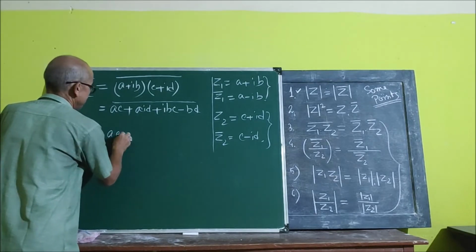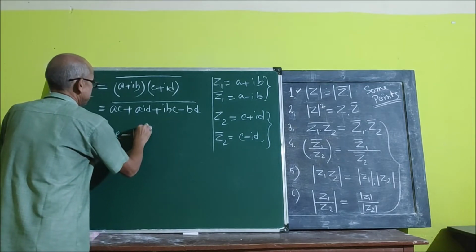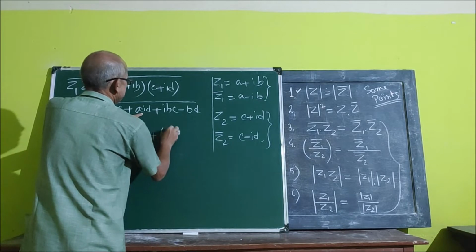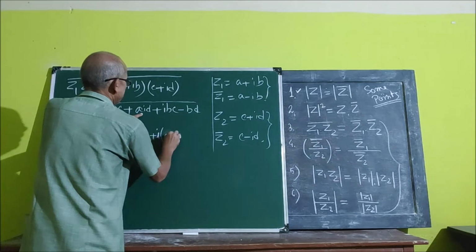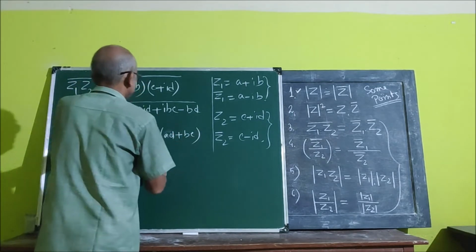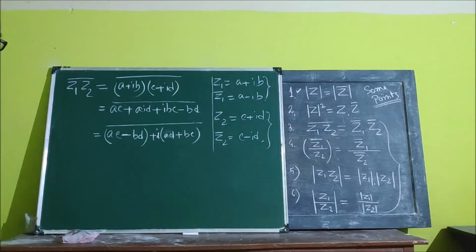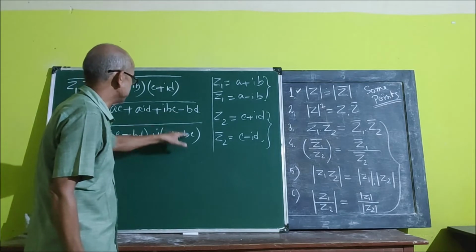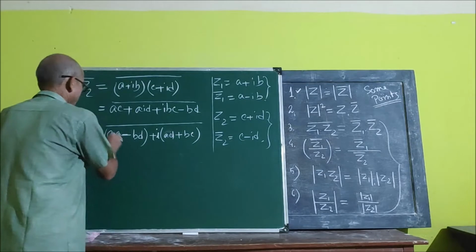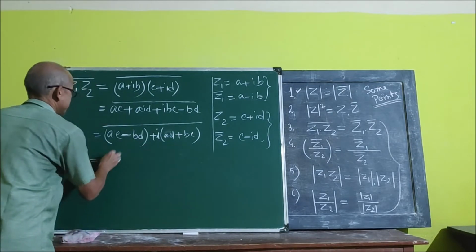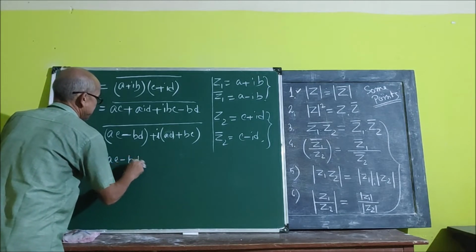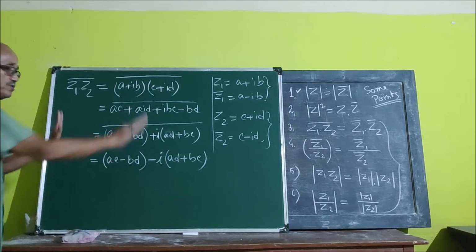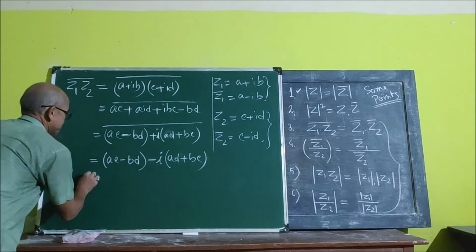ac minus bd is the real part; taking i common, ad plus bc is the imaginary part. So one real part and one imaginary part, and its conjugate will be ac minus bd minus i times (ad plus bc). Now the conjugate sign is valid.